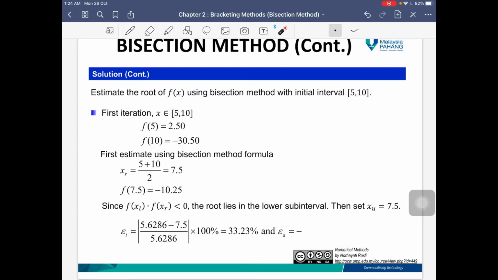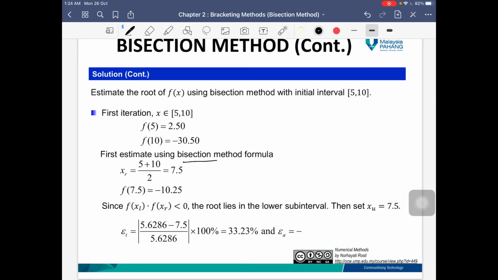So let's start our first iteration. Estimate the roots of f(x) using the bisection method with initial interval 5 and 10. Remember, this is our lower limit and this is the upper limit. In the first step, you calculate f of your lower limit, and you obtain this solution. Then you calculate f of your upper limit, and you obtain this solution here. Then you start the first estimate by using the bisection method formula.